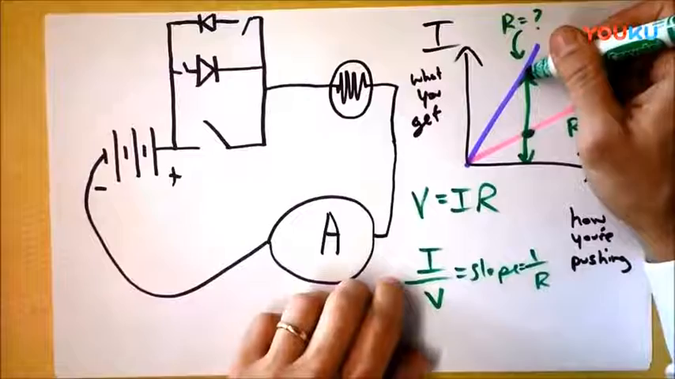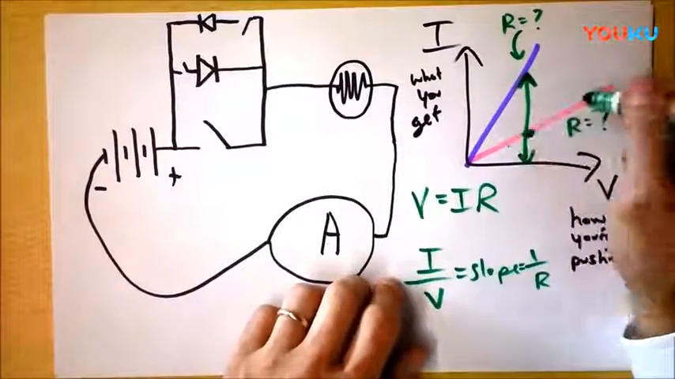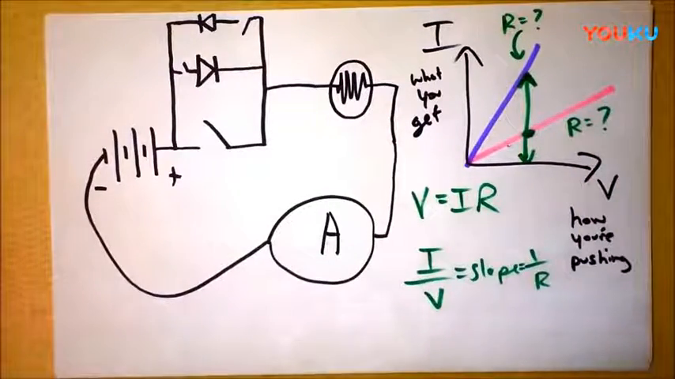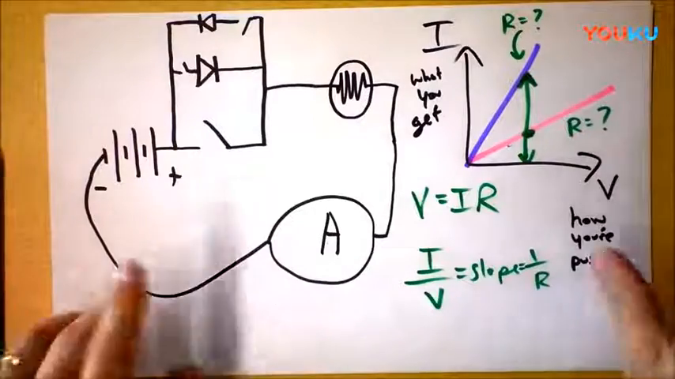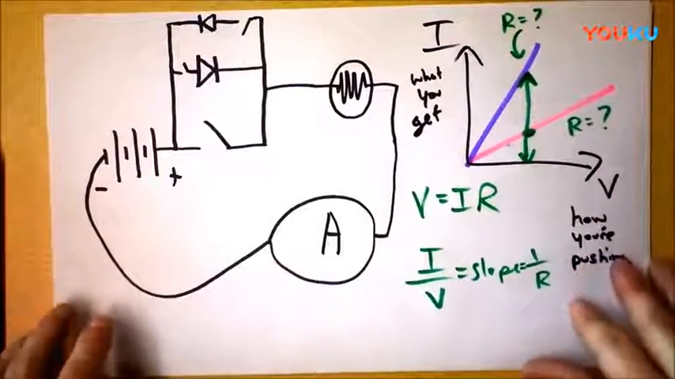So that means that the purple one will let current flow easily, and the pink one's like, nah, I don't like that so much. All right, so this is a story, ultimately, when we get into a diode.